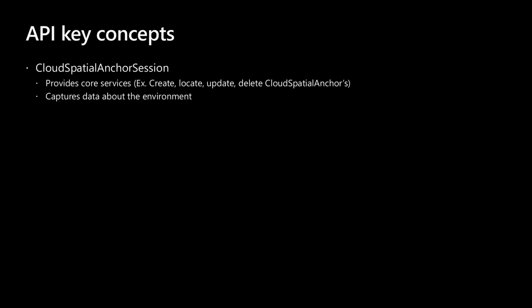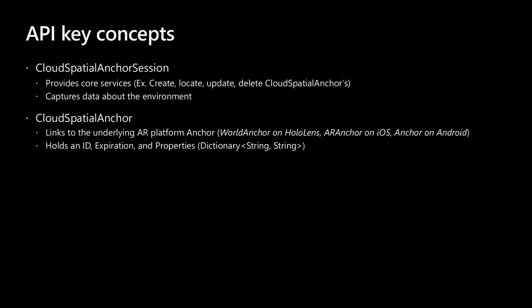Next, we have the anchor. The really key thing I want to call out here is that it links to the underlying AR platform anchor. So if you're writing a HoloLens app and you have a world anchor, you set that as a property on the Cloud Spatial Anchor. Or if you're on iOS, you use an AR anchor, or on Android, an anchor. So you don't have to do any conversion math. You just set the anchor that you're used to working with on the platform of your choice as a property on our Cloud Spatial Anchor object. Next, it holds a unique ID, an expiration date, and a bag of properties.